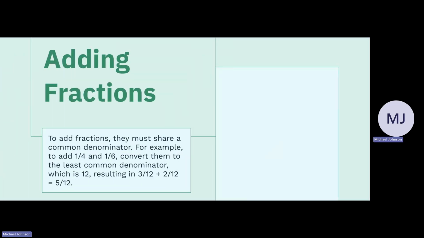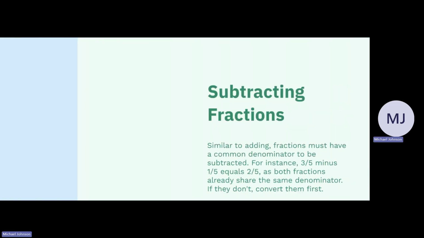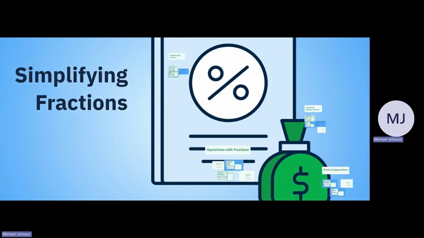To add fractions, they must share a common denominator. For example, to add 1/4 and 1/6, convert them to the least common denominator, which is 12, resulting in 3/12 plus 2/12 equals 5/12. Similar to adding, fractions must have a common denominator to be subtracted. For instance, 3/5 minus 1/5 equals 2/5, as both fractions already share the same denominator. If they don't, convert them first.